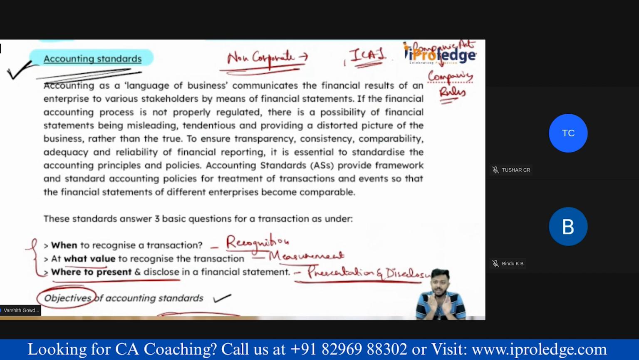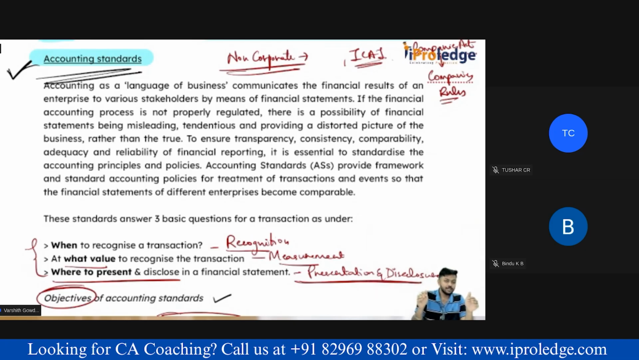IASB, what is that? That is for the international level. ASB, the Accounting Standards Board, is for the AS level. For global level, IASB and all will come. Accounting standards are for the Indian level. Who prepares it? ASB under ICAI will prepare it.